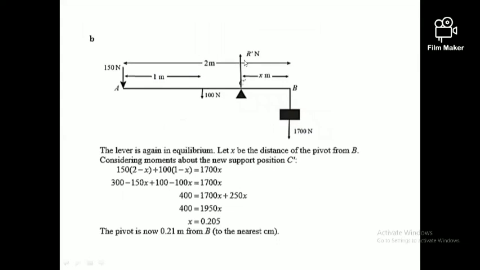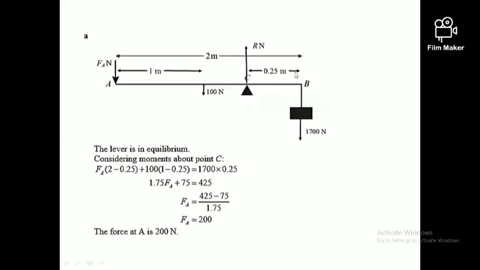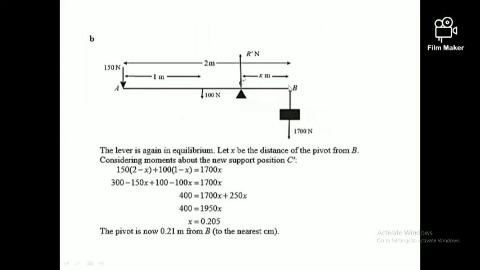I'll consider now the position of C. Initially, it was at 0.25. Now I'm changing this position, right? The length from B I'll consider as X, right? Then to work it out, the easiest way is to consider the moments around C. Then clockwise moments equal anti-clockwise moments. And we know this force is 150 for the new system, right?